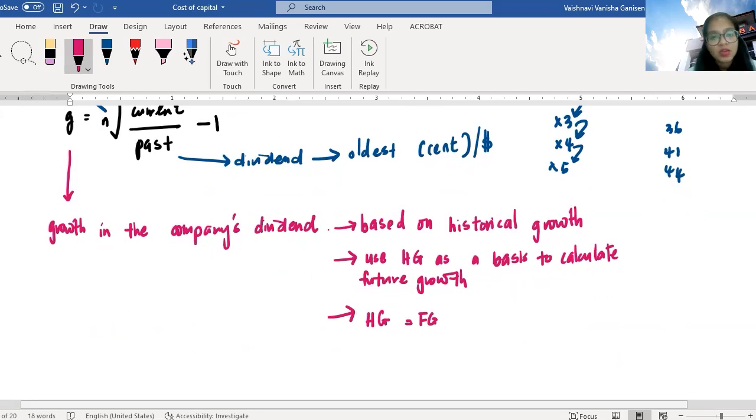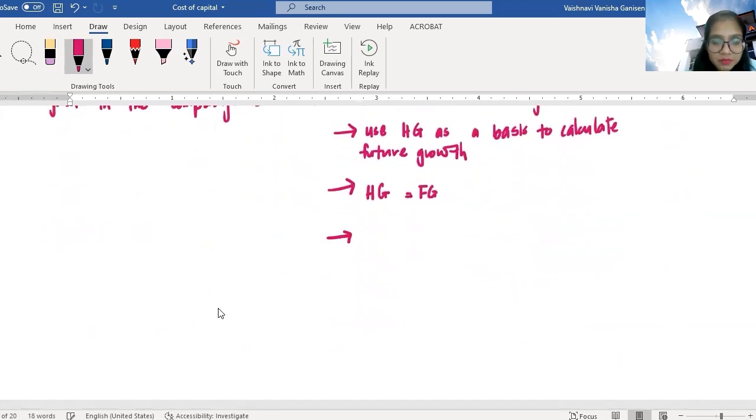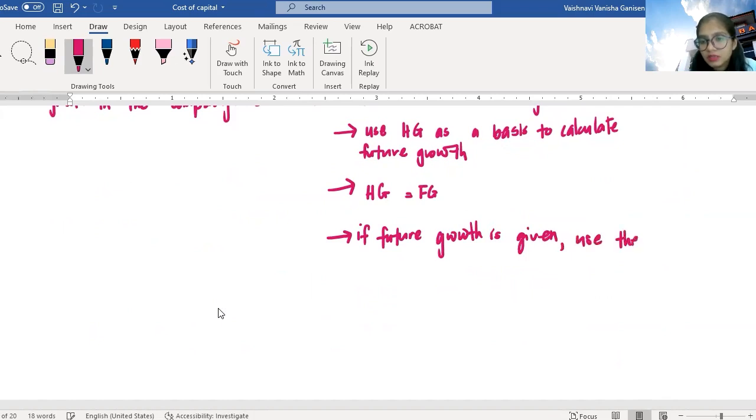Now, what if the examiner gives you future growth? Do you still need to calculate G? No need. You use the future growth that has already been given to you in the question. So if future growth is given, use the future growth information.